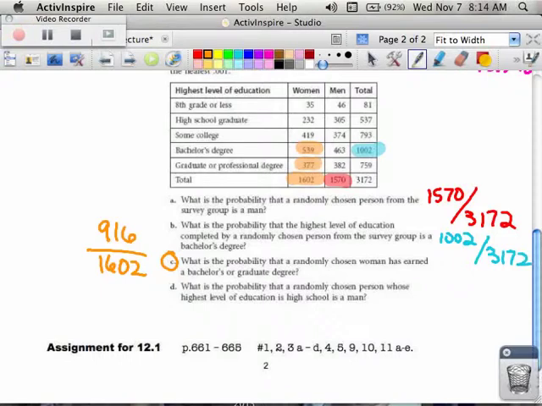And then the last one says, what's the probability that a randomly chosen person whose highest level of education is high school is a man? So now all you care about is the men who are high school students, period. So really all I'm looking at for this category is this row right here. So when I'm looking at that row, I want the men out of that row, 305, out of the total number of people who got high school degrees, which were 537. So the thing that's really important is you need to make sure that you're reading the question carefully so you have the correct numbers for the totals and the successes.